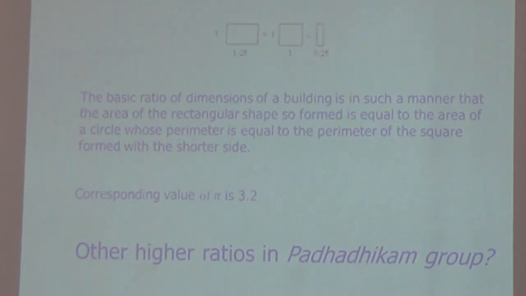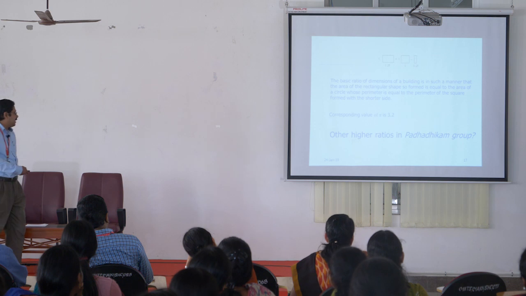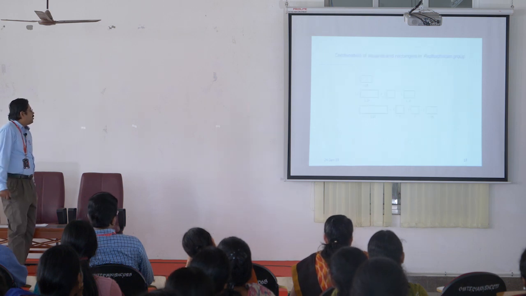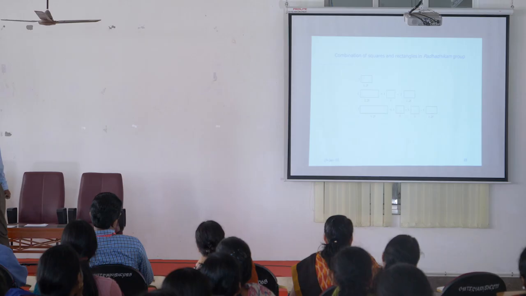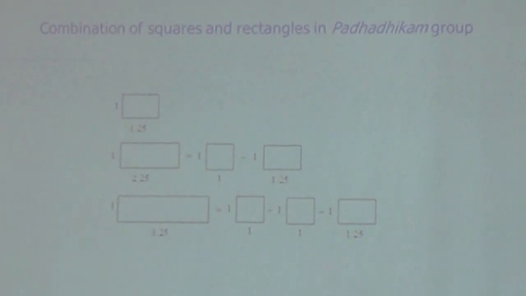And we will see about the other higher ratios. What is the significance? Other higher ratios can be expressed as a combination of squares and rectangles. The first one is in the ratio 1:1.25. The second ratio is in the scale 1:2.25, which can be expressed as a basic square having the ratio 1:1 plus a rectangle having the ratio 1:1.25. Again, this goes back to here. Then the next one, 1:3.25, is again two squares plus the same basic rectangle.